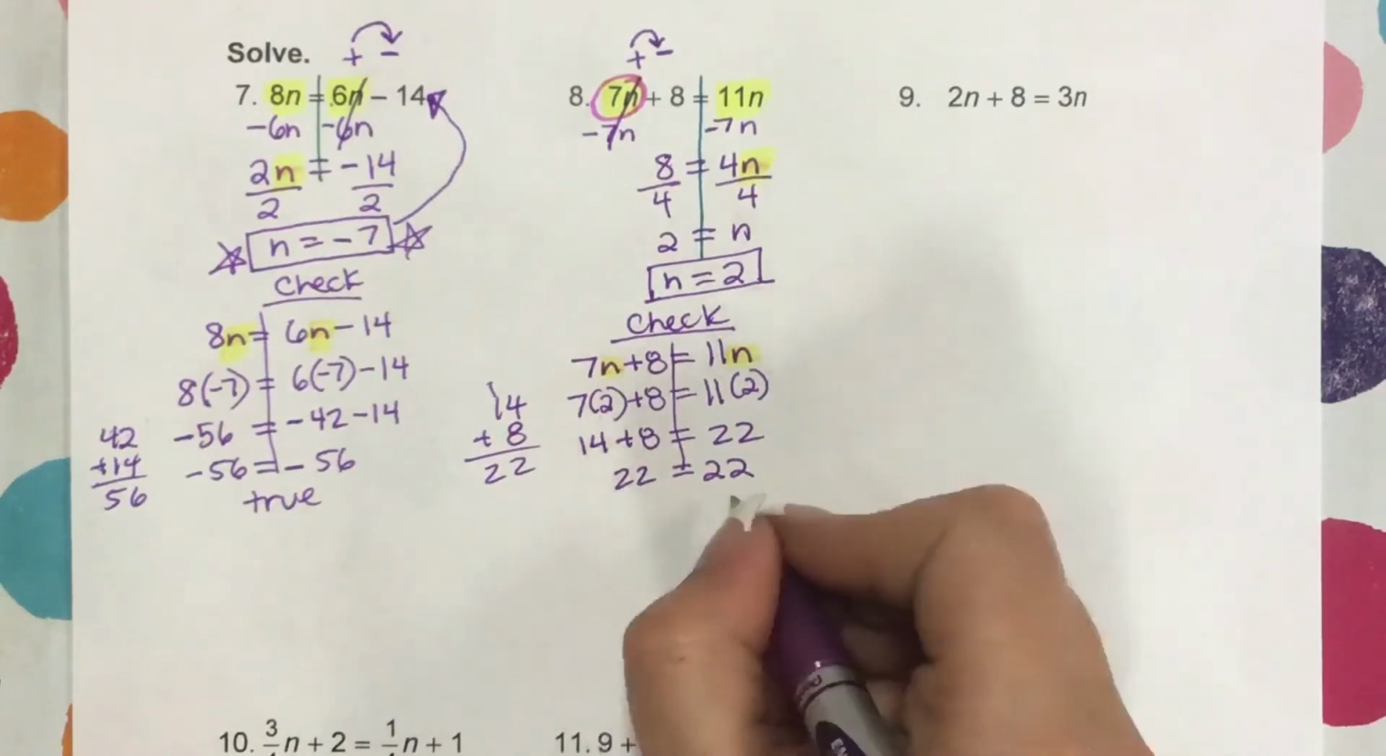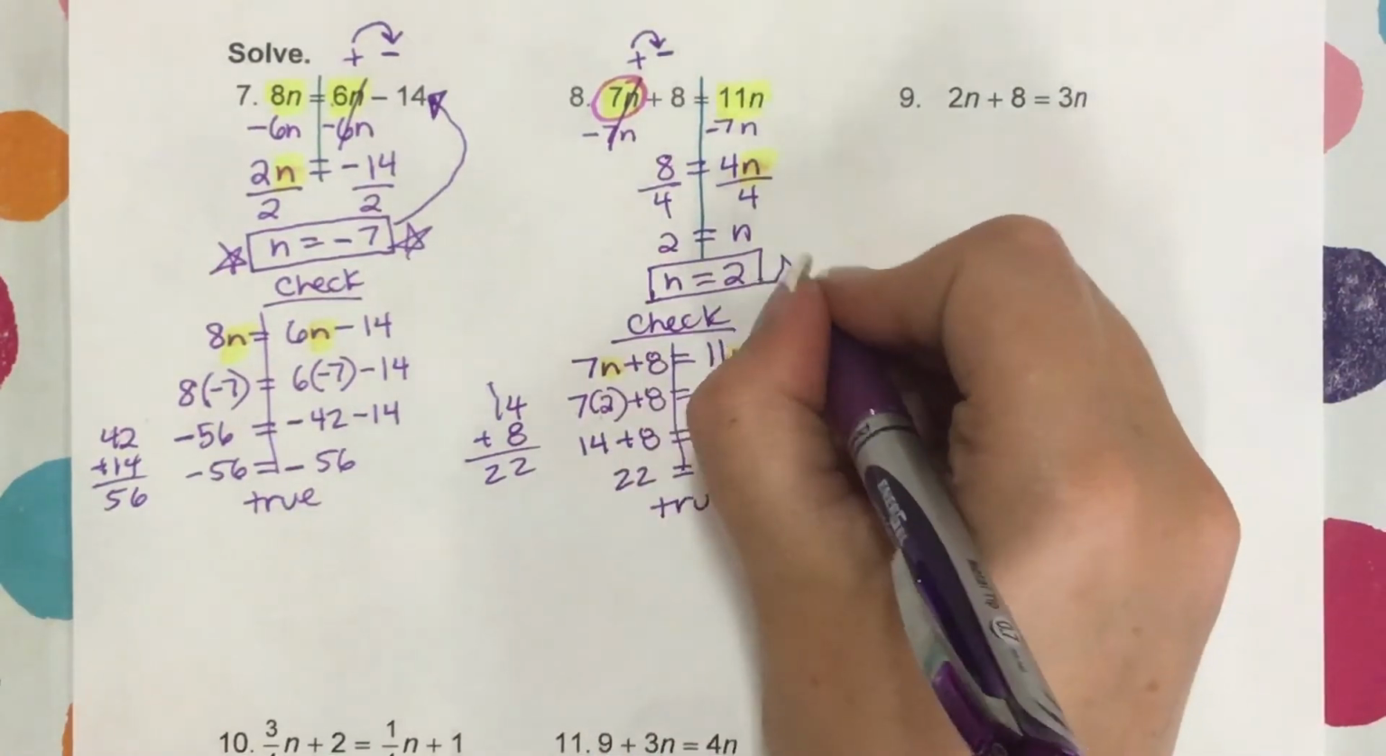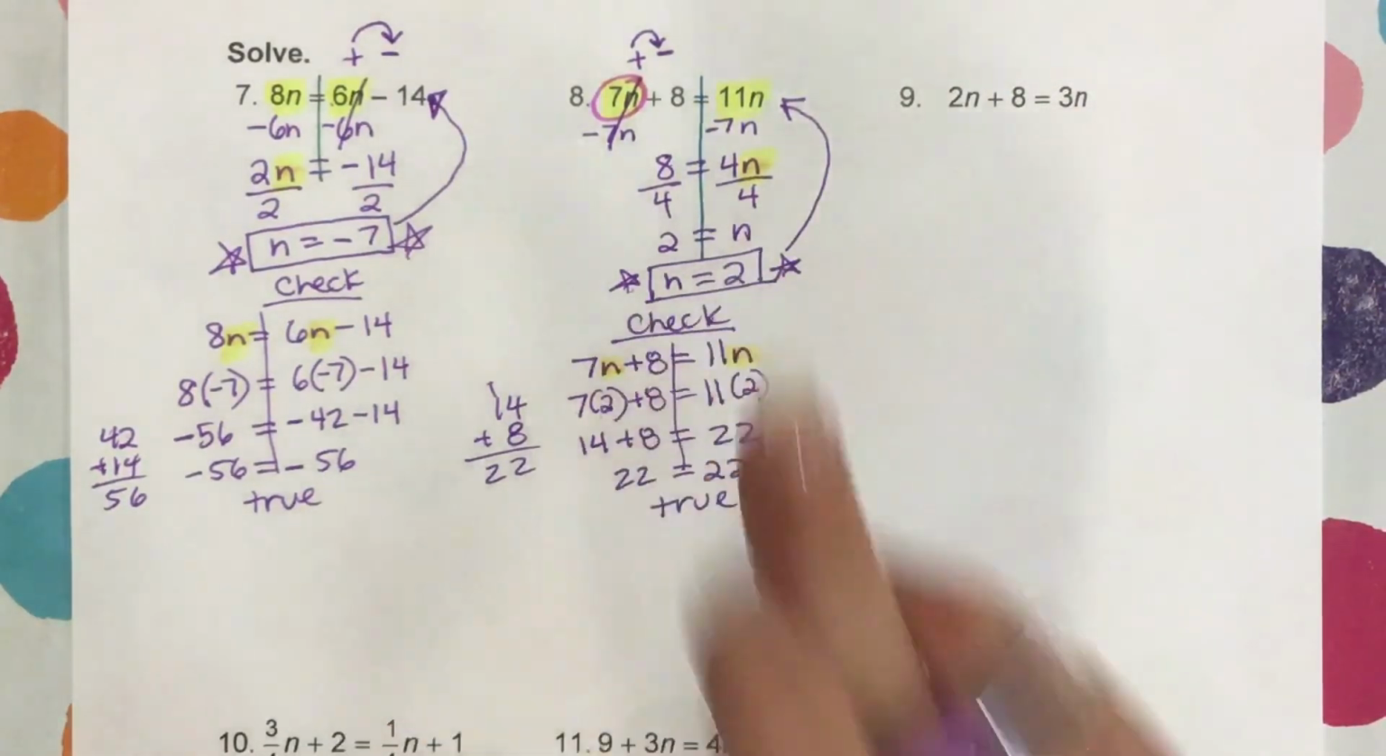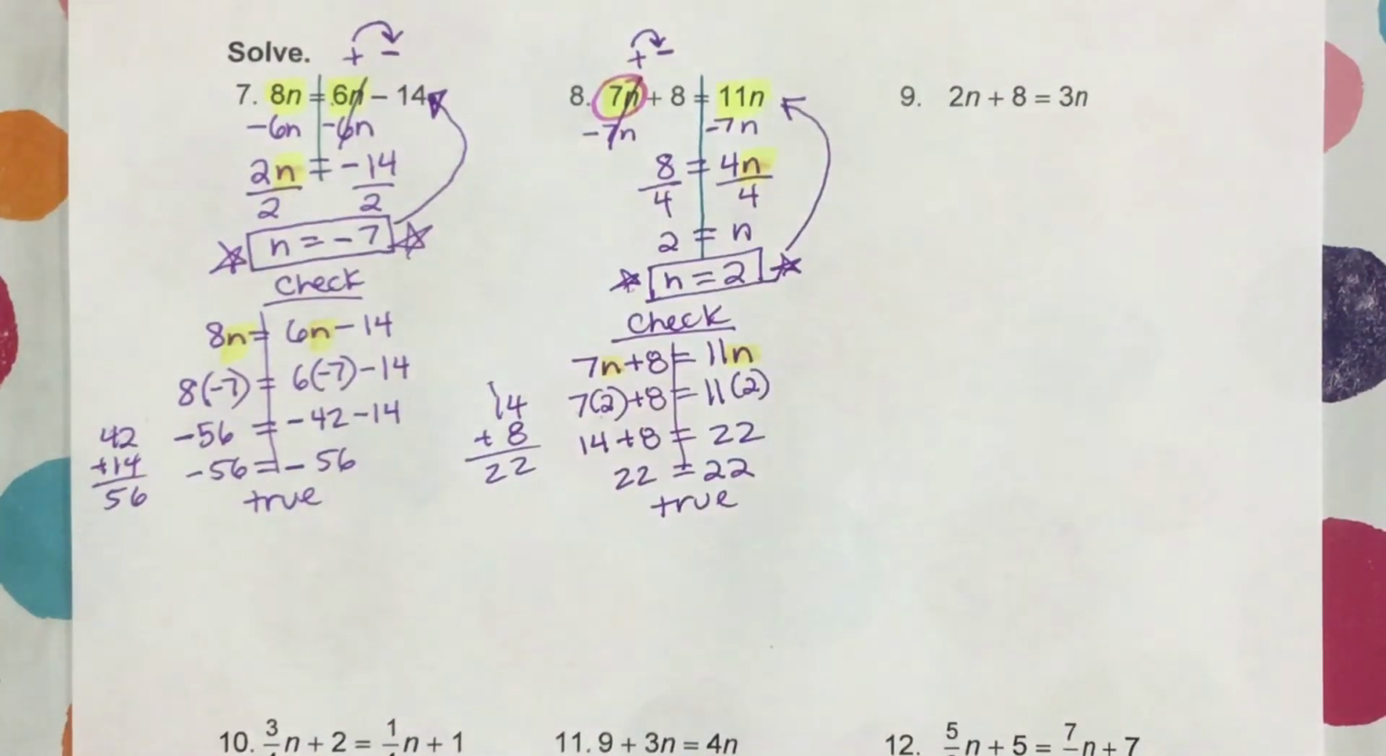So this is a true statement, which means n equals 2 is the solution to the original equation. So if you got the solution and you did the check right, you're doing a great job. Okay, let's move on to number 9. Let's see how you did.